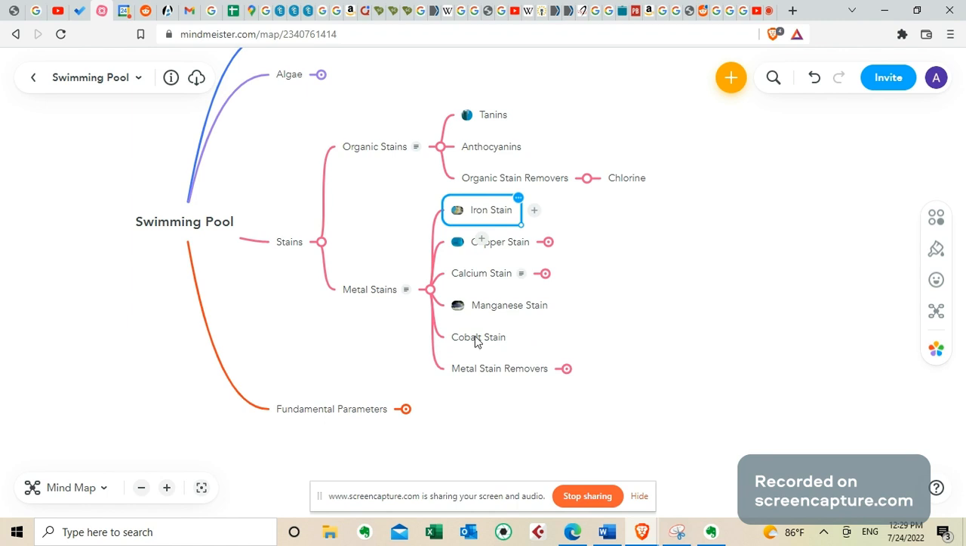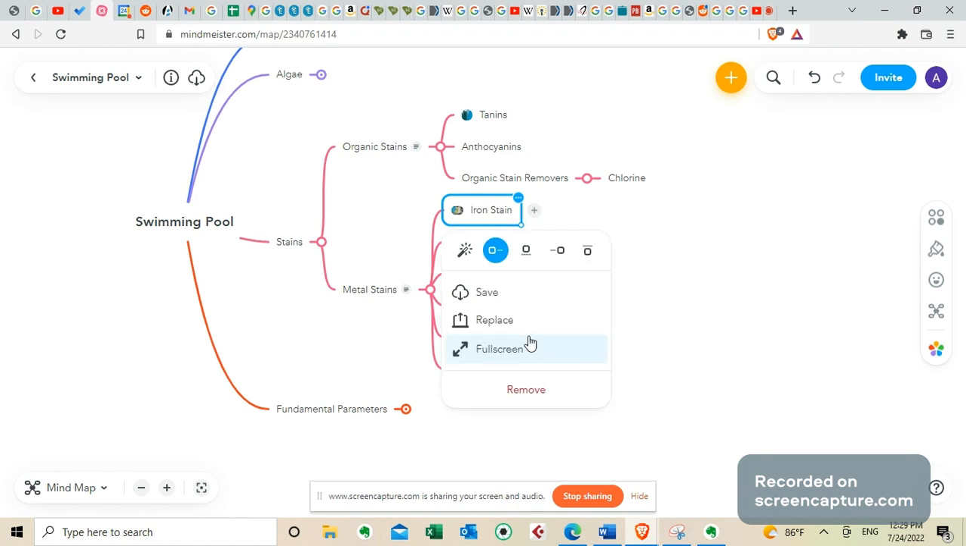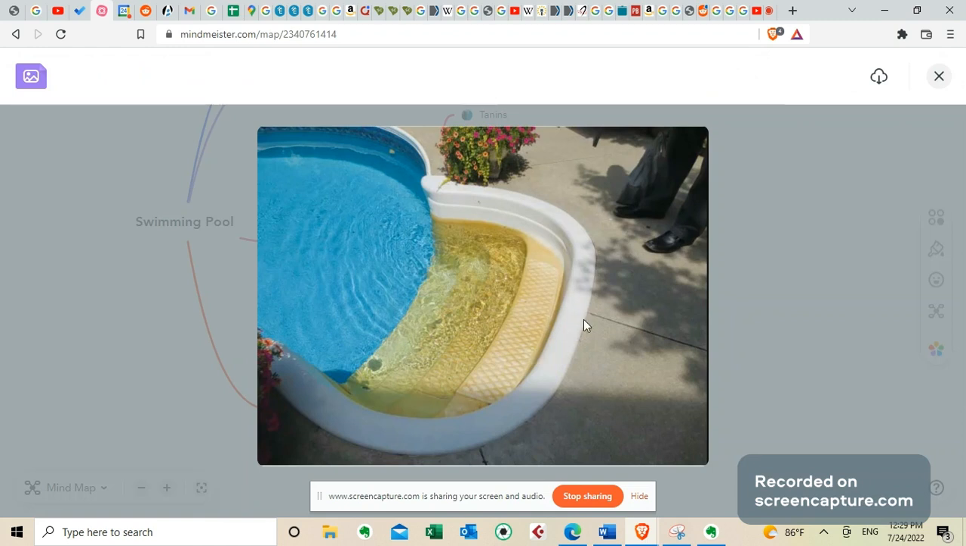All of these are in the middle of the periodic table. These are all metals, caused by metal ions reacting with usually oxygen to form a metal oxide, which is what stains it. So the iron stain kind of looks like this. Hopefully this is big enough.